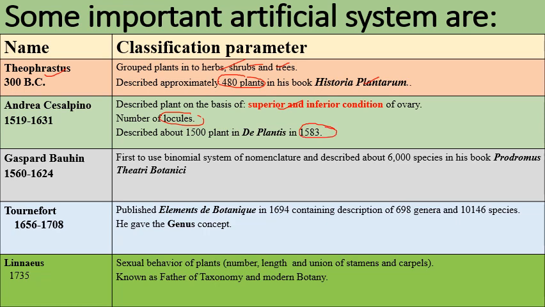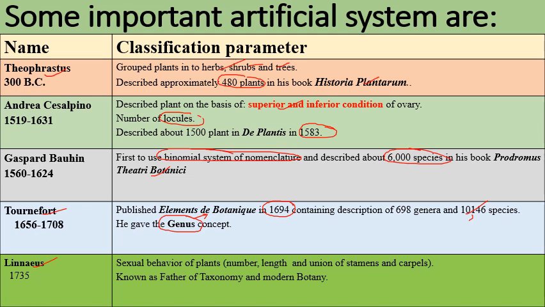Then we have the next scientist who gave this artificial system of classification, that is Gaspard Bauhin. He was the first to use binomial system of nomenclature and described approximately 6,000 species in his book Prodomus Theatri Botanici. Next was John Ford. He published his book Elements de Botanique in 1694, containing description of approximately 698 genera and 10,146 species, and he was the person who gave the concept of genus. तो genus का जो concept है वो John Ford ने दिया है.